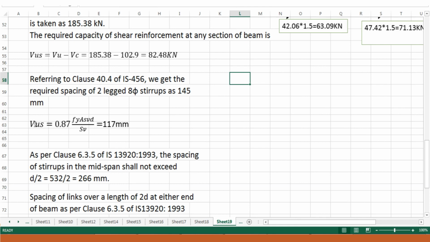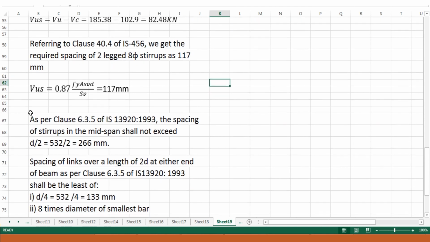That gives us this formula. VUS is 0.87. Sorry, this is not 145, it's 117 here. So we are correcting it here. It's 117 mm. So VUS is 0.87 FY ASV into D divided by SV. ASV, so what we get is 117. FY we know it's 415. D is 532. ASV is the area of the stirrup, the two legs, so it will be the addition of the two legs of the stirrup. SV is what we need to obtain, the spacing.